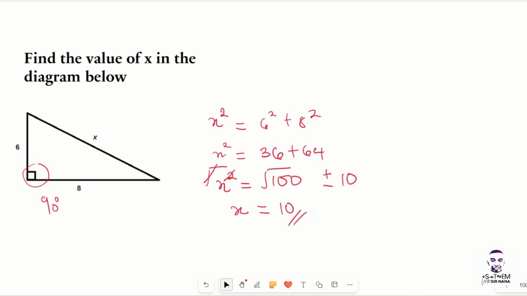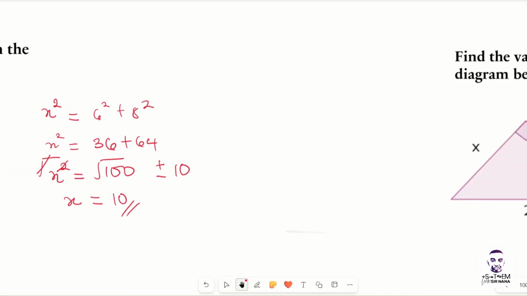The reason being that we are finding the length, and the length of something cannot be negative. So it means that x is equal to 10. Then remember that there are no units attached to the variables or the values here. So our x should be 10 without any units attached.